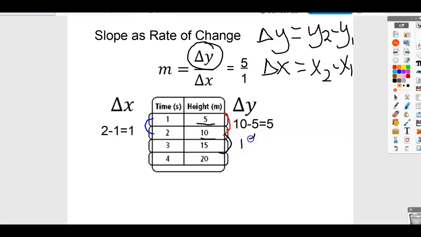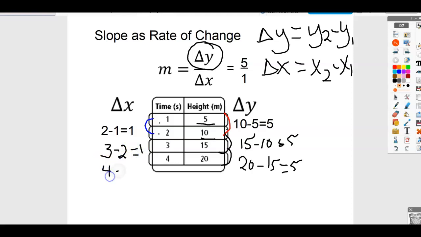I could have said 15 minus 10. I still get 5 here. If I did 20, I could do 20 minus 15, and I'm still going to get 5. And then my change in x is going to be 2 minus 1. I could have done 3 minus 2. So you see the change is going to be the same. Once I get that, I'm going to take my change in y and divide by my change in x. So it would be 5 divided by 1, which is just 5.